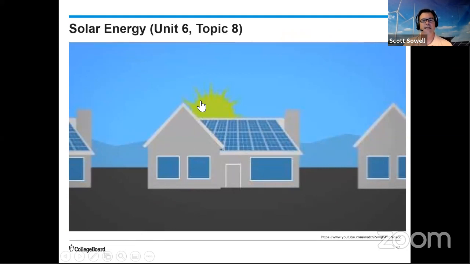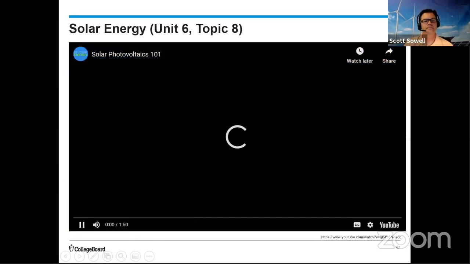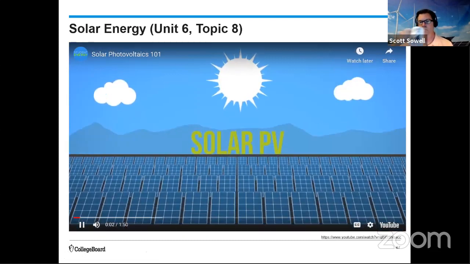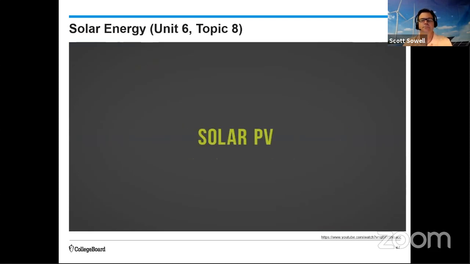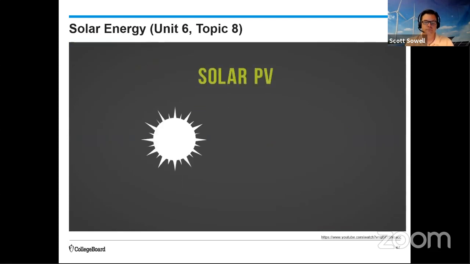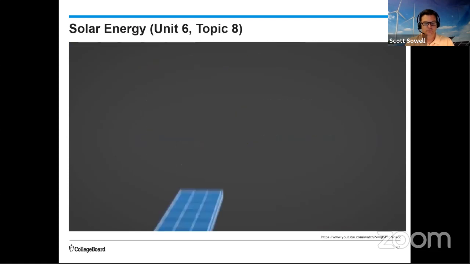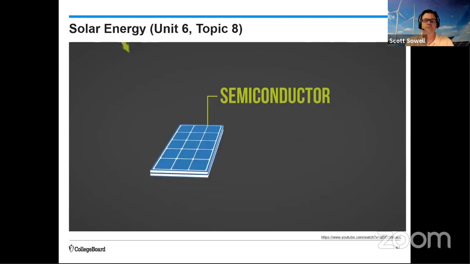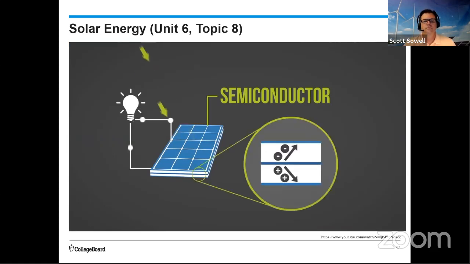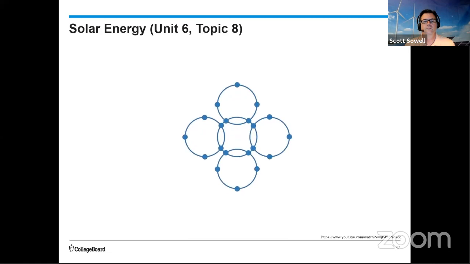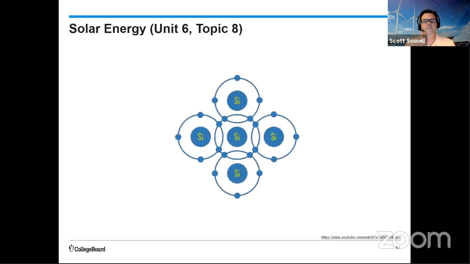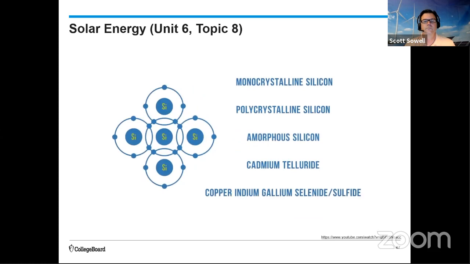So let's take a look at solar PV. Solar photovoltaic cells, or as it is commonly referred to, solar PV, is a technology that converts the sun's energy into direct current electricity by using semiconductors. When the sun hits the semiconductor within the PV cell, electrons are freed and form an electric current. There are various semiconductor materials, the most mainstream being crystalline silicon. But other materials are being tested to increase the efficiency of converting sunlight into electricity.